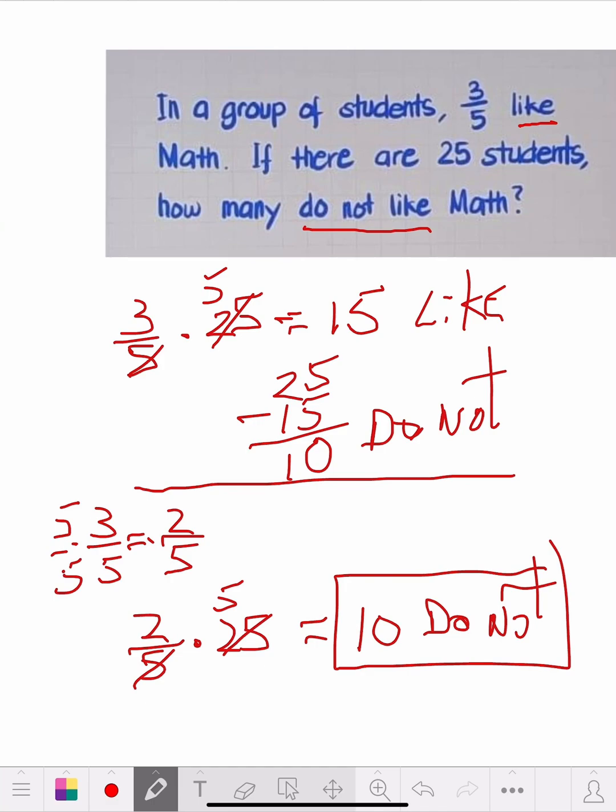Because they might come across problems like this on their test, and they'll say, hey, let me read this twice. What are they actually looking for? And as you see, I underline the words "do not," so we know what they're looking for, and that's the key, okay?